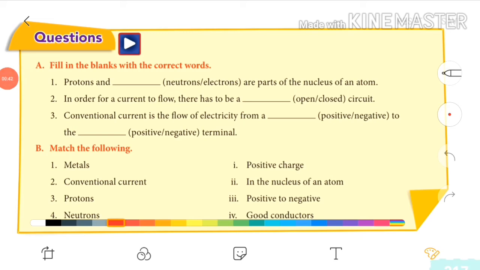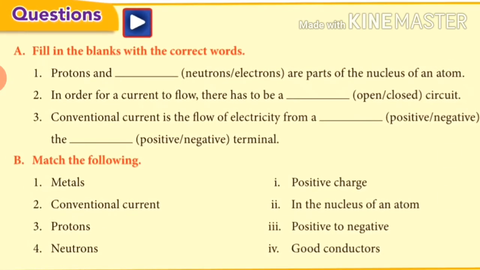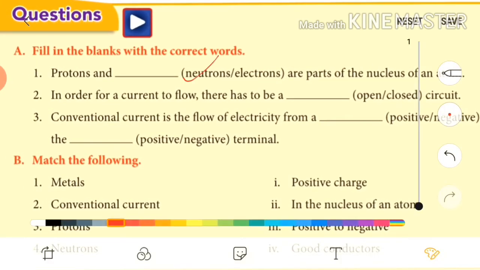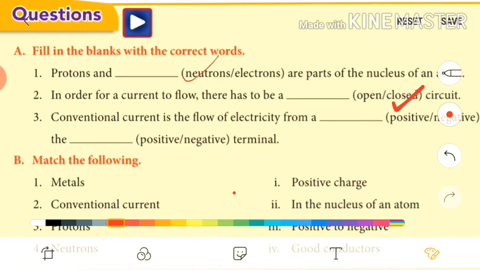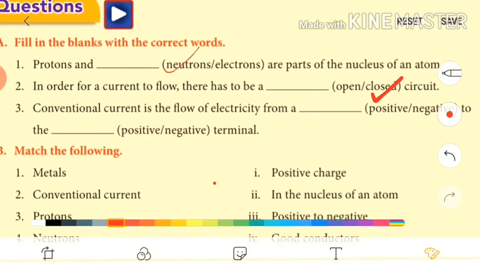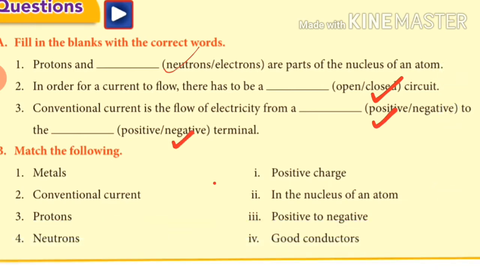Here the first fill-up is protons and neutrons are parts of the nucleus of an atom. So the answer is neutron. Second, in order for a current to flow, there has to be a closed circuit, because in an open circuit current cannot flow. Third one, conventional current is the flow of electricity from a positive to negative terminal. Right.